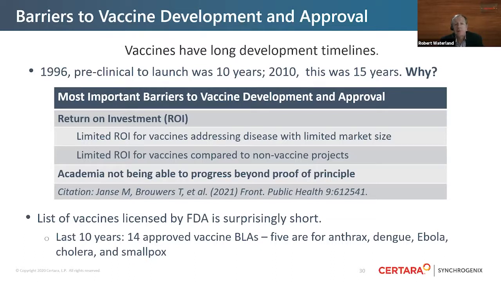So in fact, if you go and look at the list of vaccines currently licensed by FDA, you'll be a bit shocked to see that it's surprisingly short. In the last 10 years, there have been 14 vaccine BLAs approved, but 5 of them are for diseases that would be precisely in that limited market size rubric that manufacturers don't like. Next slide, please.